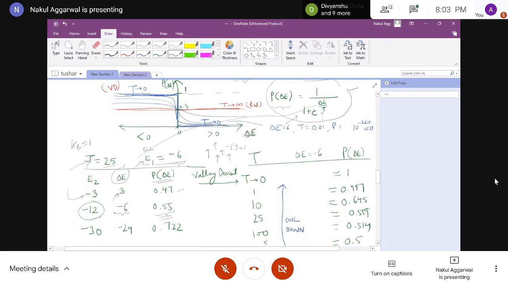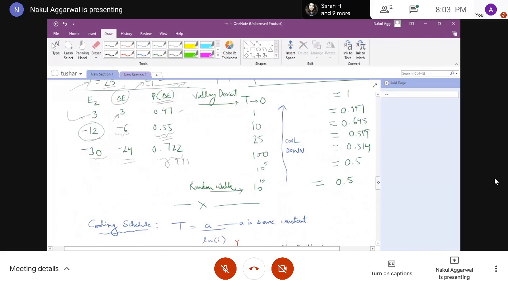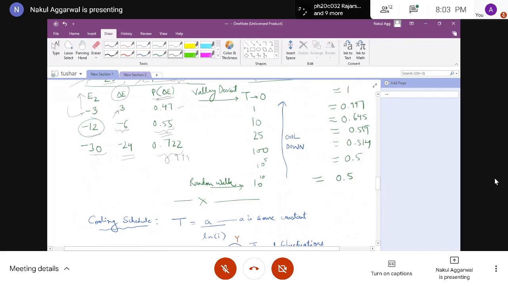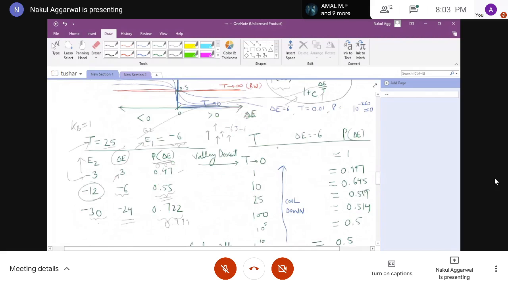Now, if you even reach a state where E2 is -30 and the change in energy is -24, you end up with the probability 0.722. And if you keep on decreasing it further, you will reach 0.999, eventually 1. And if you keep on increasing the energy, you will end up with a probability of 0.0. But remember, all of this was kept at a fixed temperature T.